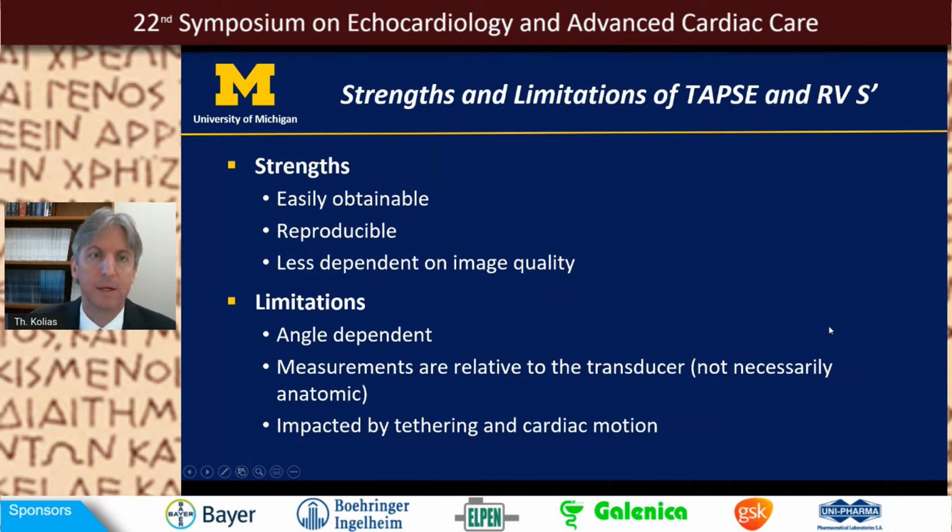Now, these measurements of TAPSE and S prime have several strengths. They are easily obtainable and they are fairly reproducible. They are also less dependent on image quality. However, they also have limitations. They are angle dependent, and the measurements are relative to the transducer and not necessarily anatomic, especially if the heart is not well aligned with the direction of the ultrasound beam. In addition, they are impacted by tethering and cardiac motion.